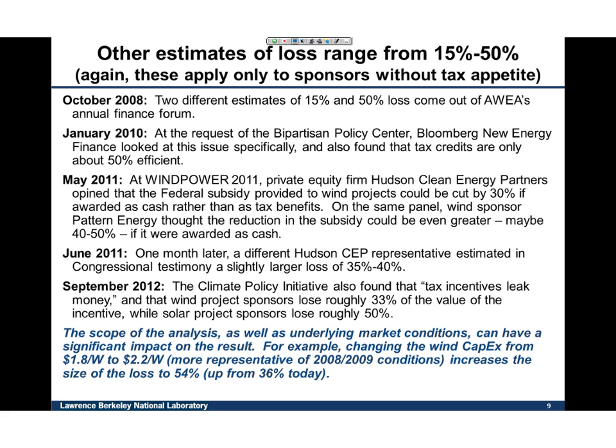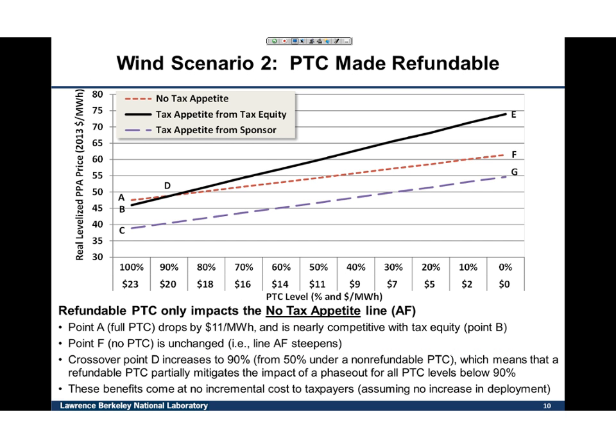Okay, let's turn now to a refundable PTC. This graph looks very similar to the previous two slides because a refundable PTC only impacts the no tax appetite line, so only the red dashed line. The other two lines, the purple and black lines, have not moved because those sponsors or tax equity investors, as the case may be, can already realize the PTC in real time, even if it's not refundable.